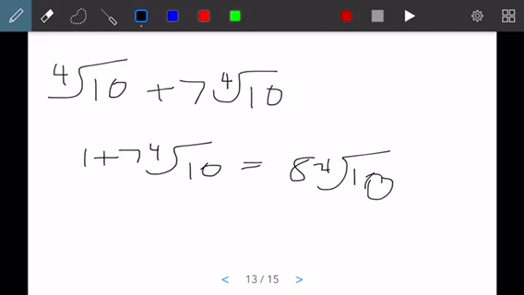So then we have the fourth root of 10 plus 7 times the fourth root of 10, and here you just add the whole numbers, so it's 7 plus 1, so that equals 8 times the fourth root of 10.